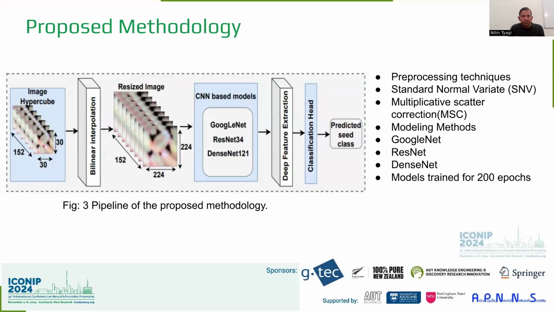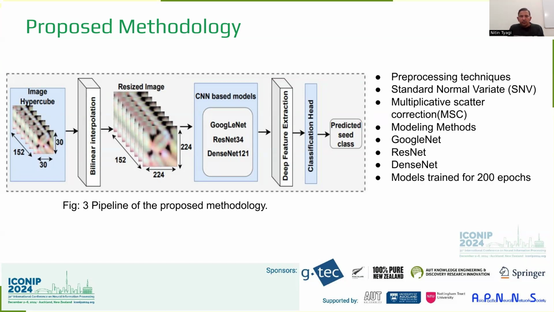This is the pipeline of our proposed methodology. In this study, we used 3 deep convolutional neural networks for the classification task. Since after data augmentation the image size is 30 by 30 by 152, and these deep convolutional neural networks were designed for handling RGB images of size 224 by 224, we resized the augmented images using bilinear interpolation. After the resizing, the image size was 224 by 224 by 152.